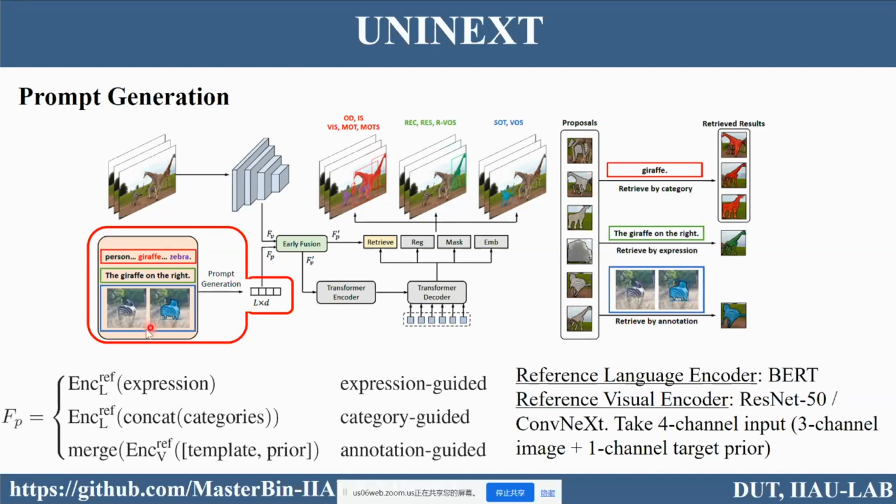Finally, for annotation guided tasks, the input is a template image together with the corresponding bounding box or mask annotations. This 4-channel input is processed by a reference visual encoder, such as ResNet50, ConvNeXt, or ViT-Adapter, to obtain hierarchical feature maps. Then we flatten and merge these feature maps into a prompt embedding with the same shape as the other tasks.